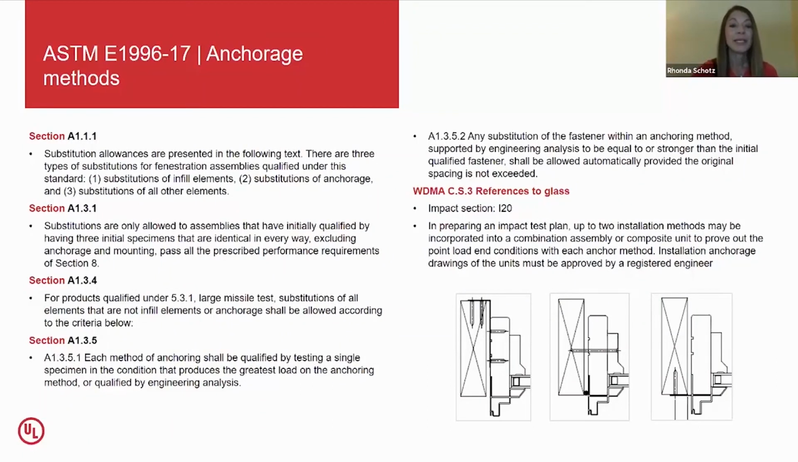Per ASTM E1996-17, when trying to qualify multiple anchor methods like installation masonry clip, screw-through frame, or nail fin, section A1.3.5 is critical. Each method of anchoring shall be qualified by testing a single specimen in the condition that produces the greatest load on the anchoring method, or qualified by engineering analysis. So when testing 3 identical specimens, frame, sash, glazing, hardware, etc., you are allowed to have different anchorage methods for all 3 specimens, as long as they meet the greatest load on the anchoring.